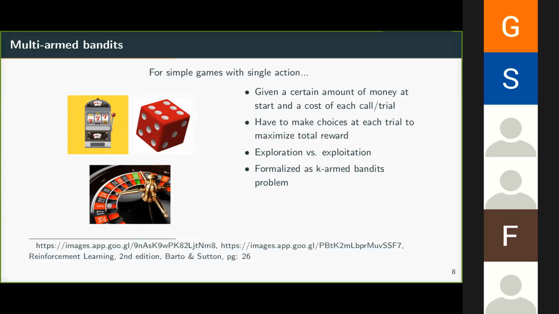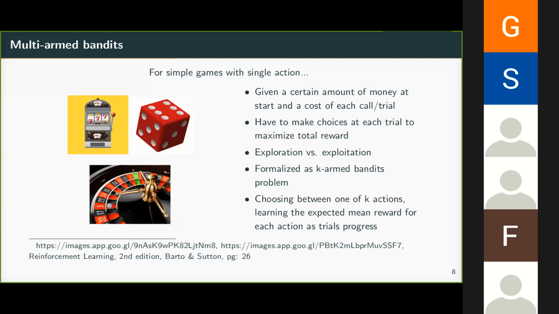So this single call, meaning I have n games to play, each game has one outcome, I can only do one call. And this single call in a game with n games to play is called the K-armed bandit problem. Meaning if it is 100 armed bandit, you are playing 100 games. Very simply it is choosing between one of the K actions, learning the expected mean reward for each action as the trials progress. That is all it is. You keep learning as the trials progress.